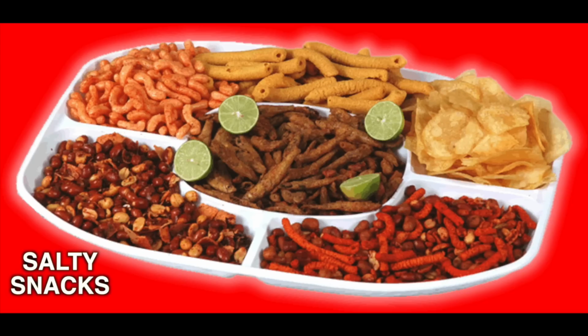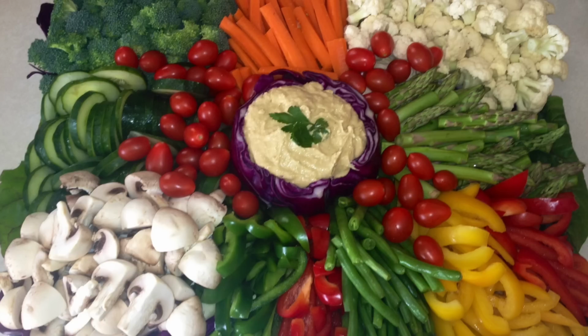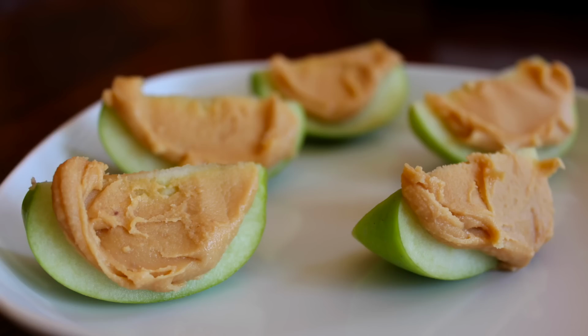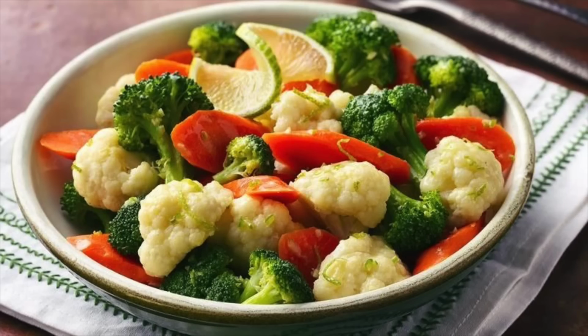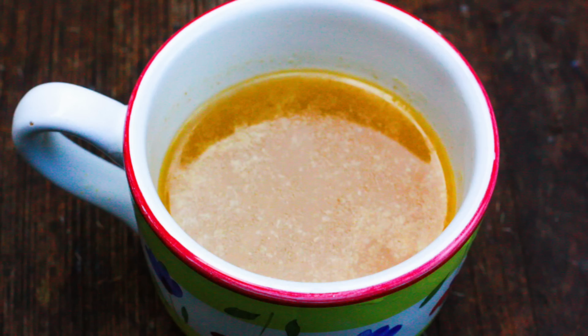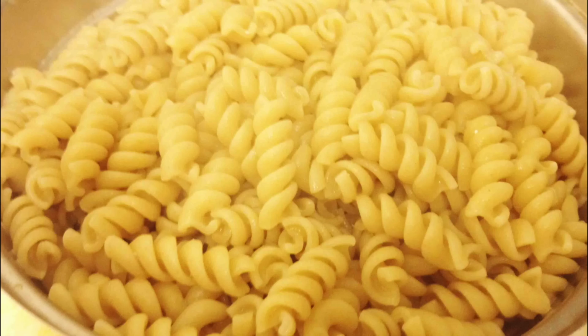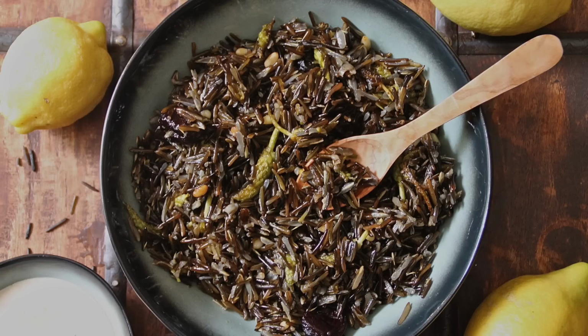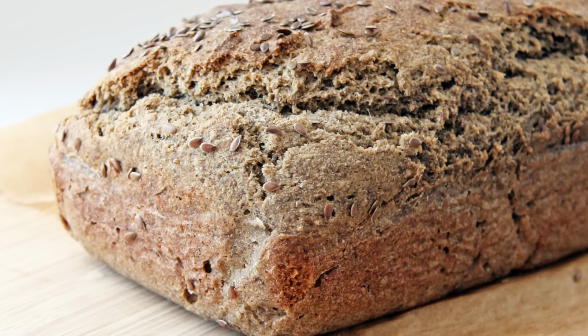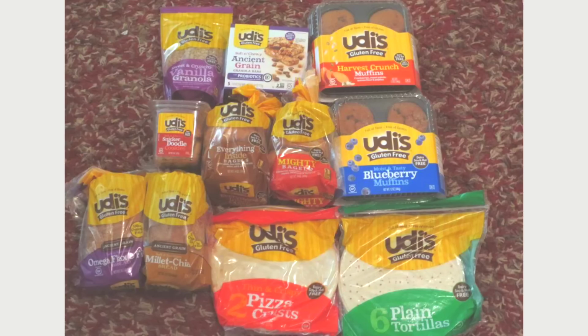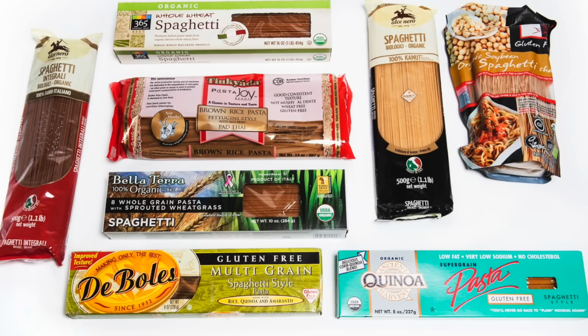You are better off satisfying your salty cravings with crunchy crudité of veggies and dip, hummus, garlic spread, guacamole, an apple with almond butter, a bowl of steamed veggies with tamari sauce, or a good old bone broth with lemon drunk like a tea. 4. White rice, white bread, and white pasta. Switch to brown or wild rice. Look for whole grain or gluten-free breads and replace the wheat pasta by quinoa or brown rice pasta.